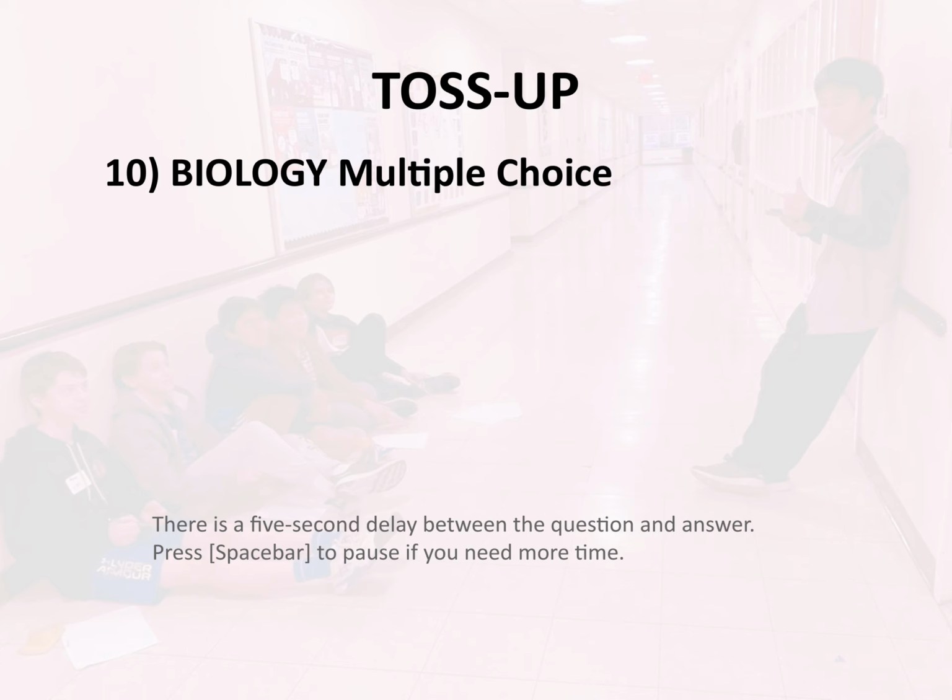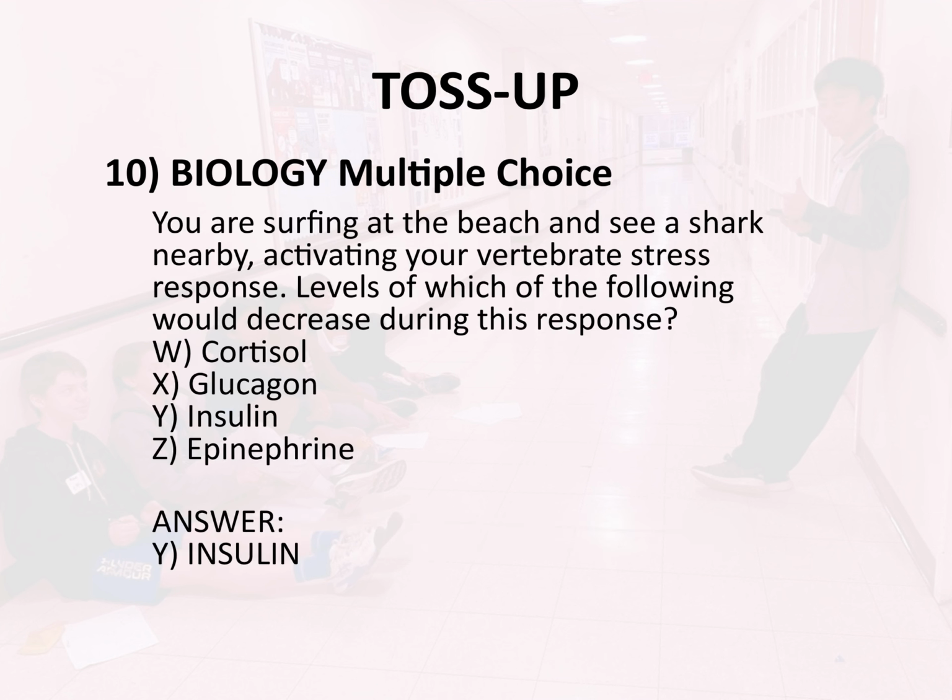Toss-up 10. Biology. Multiple choice. You are surfing at the beach and see a shark nearby, activating your vertebrate stress response. Levels of which of the following would decrease during this response? W. Cortisol. X. Glucagon. Y. Insulin. Z. Epinephrine. Answer: Y. Insulin.